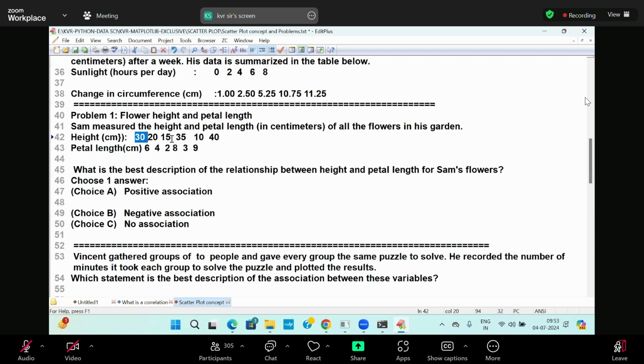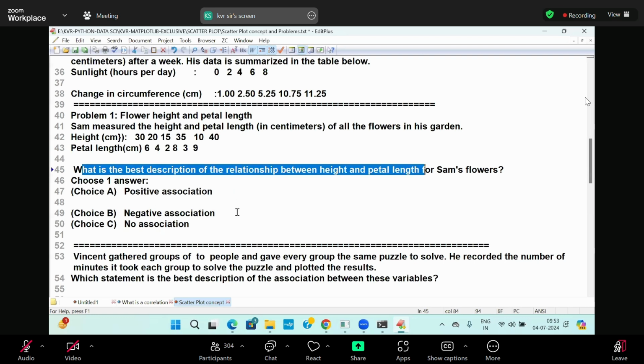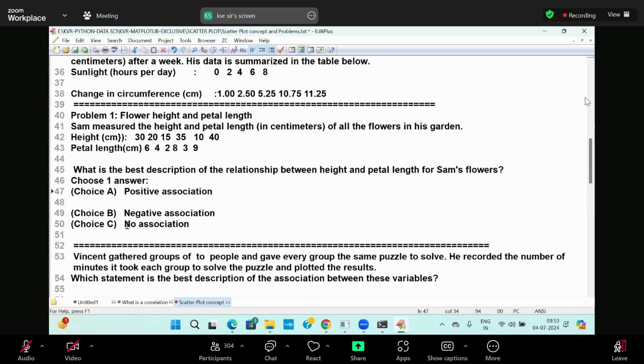See that it has more height and this is the petal length. I think you are seeing this kind of thing. Some growth is there, some fall down is there, etc. What is the best description of the relationship between the petal and this one? Option A, positive association. Option B, negative association. Option C, no association. What is your observation? Positive. Don't just see the answer.